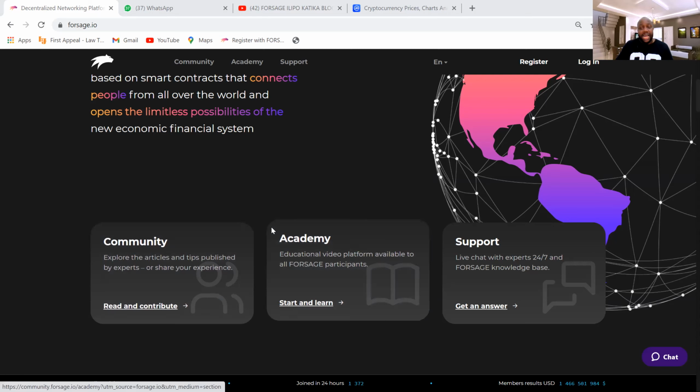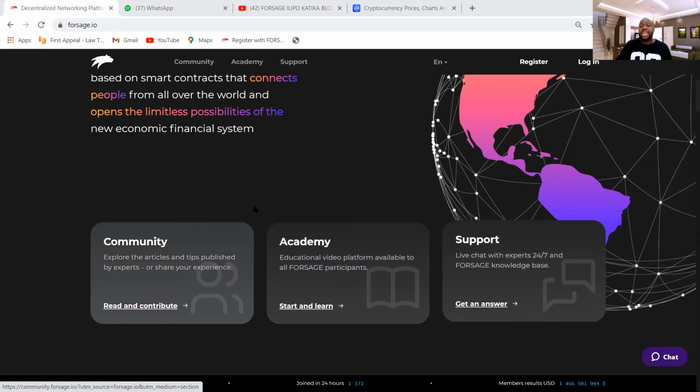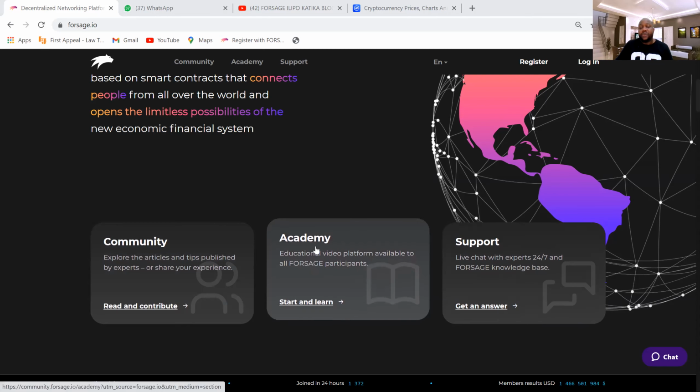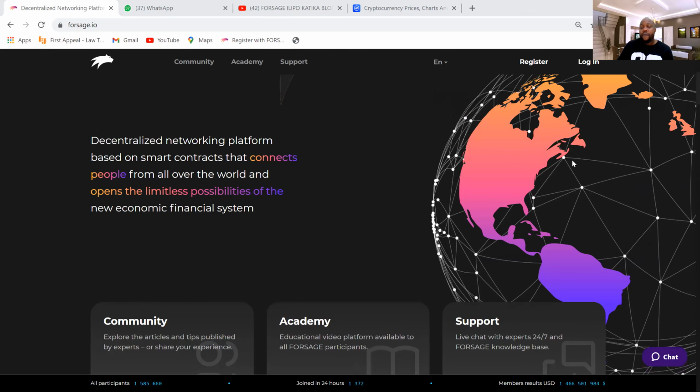We also have Forsage Academy. A lot of knowledge is shared there. If you want to teach, you can go and teach any topic. This is very powerful. We have the support, and apart from earning money, this Forsage Academy is an international academy which provides many courses for Forsage members. But much more, Forsage is uniting many people in the world through the power of technology, and they connect people all over the world. And this connection opens the limitless possibilities of the new economic financial system.